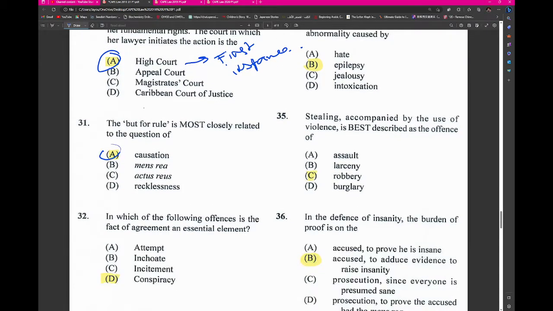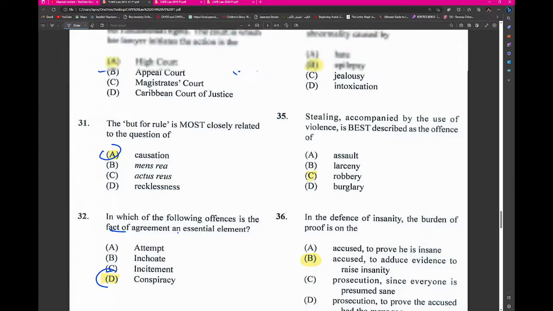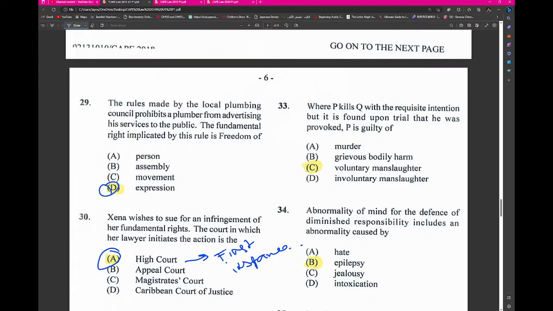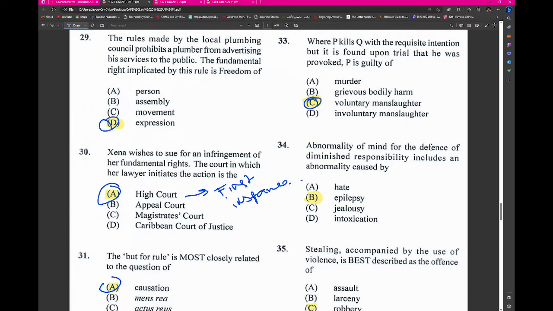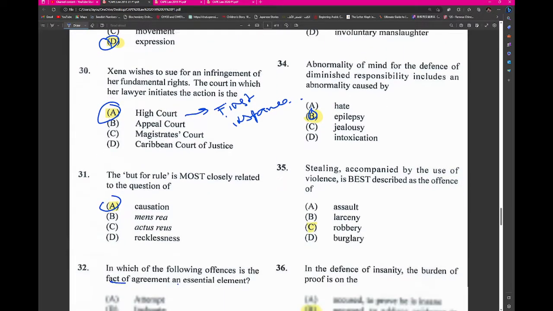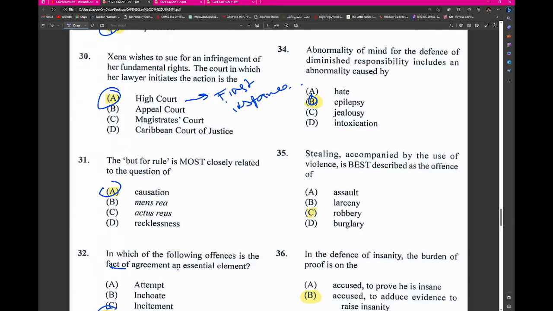The but-for rule is what? Causation. Offenses in the fact of agreement. This is conspiracy. Where P kills Q with the requisite intention, but is found upon trial that he was provoked, P is guilty of provocation. Voluntary, yes. Abnormality of the mind for the defense of diminished responsibility includes abnormality caused by epilepsy. So we could look at something like that for diminished responsibility.